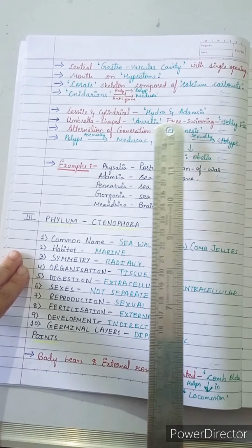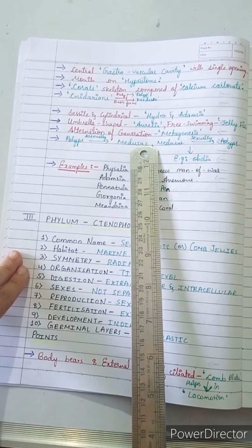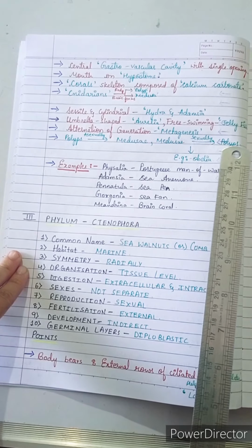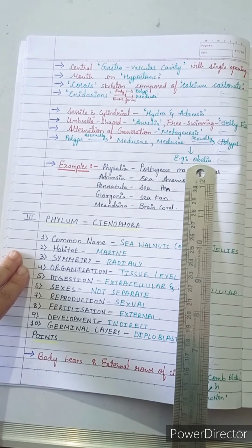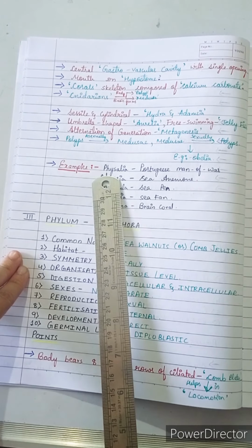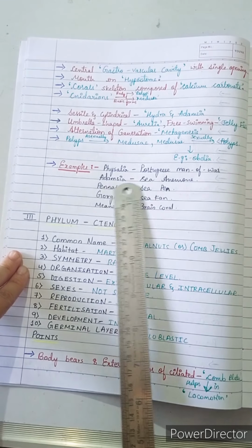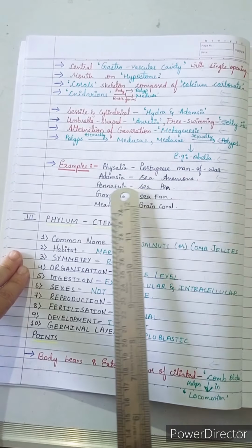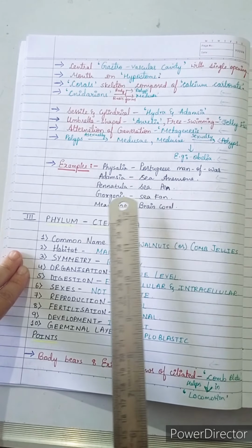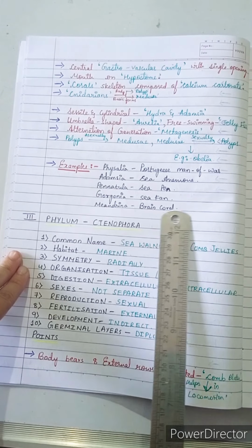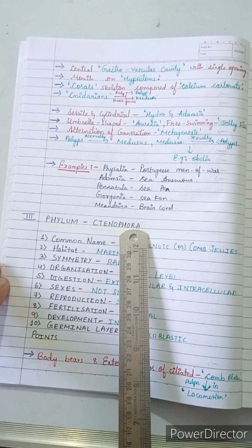Alternation of generation, that is metagenesis. Polyps asexually produce medusae, and medusae sexually produce polyps. For example, this occurs in Obelia. Examples are Physalia, the Portuguese man of war; Adamsia, sea anemone; Pennatula, sea pen; Gorgonia, sea fan; and Meandrina, brain coral.